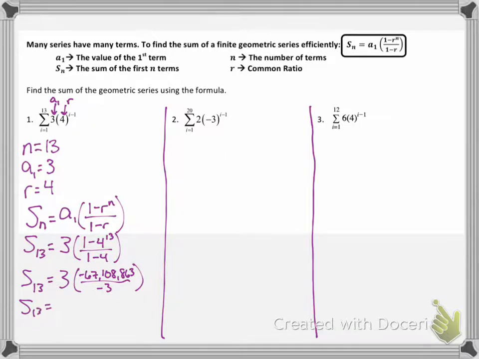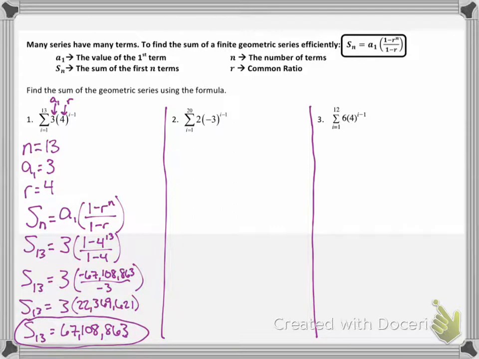Again, I'm going to divide it. So my fraction comes out to 22,369,621. Multiply it by 3. You'll notice I get pretty much the same number I had to start with, because the 3 and the negative 3 almost in effect cancel each other out. So the sum of the first 13 terms of this geometric sequence is 67,108,863. Gigantic number, but that's what you're going to see here with these geometric series.